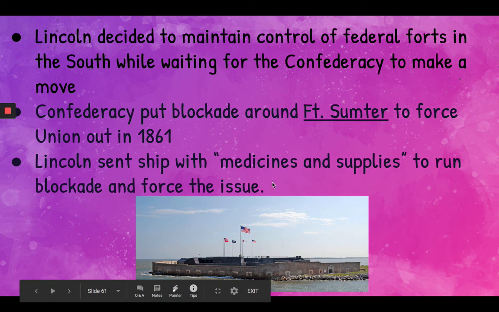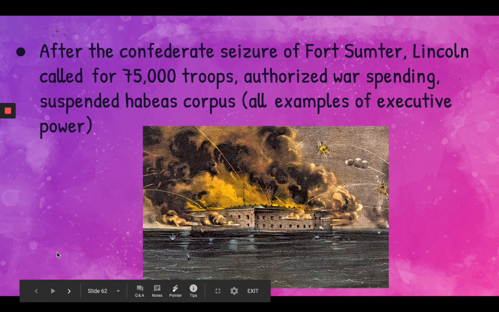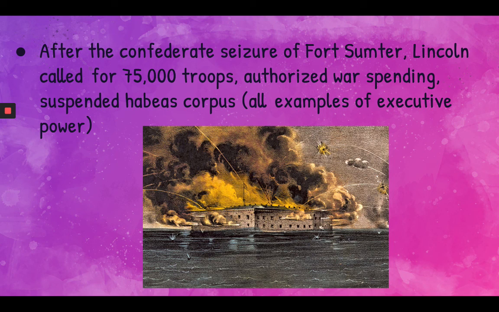So Lincoln sent a ship with medicine and supplies to Fort Sumter, but really this was a way to break up the Confederate blockade. So after the fighting began, once Lincoln's ship arrived and the Confederates successfully seized Fort Sumter, Lincoln then initiated war against the South. He called for 75,000 troops, authorized war spending, and suspended habeas corpus, which is like taking away people's rights, like you could be arrested without any evidence, etc., which are all forms of executive power. He had declared war and he had officially started the war on the South.